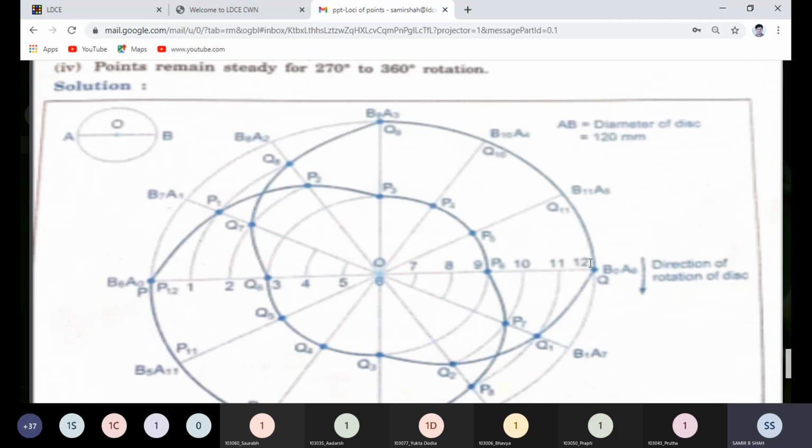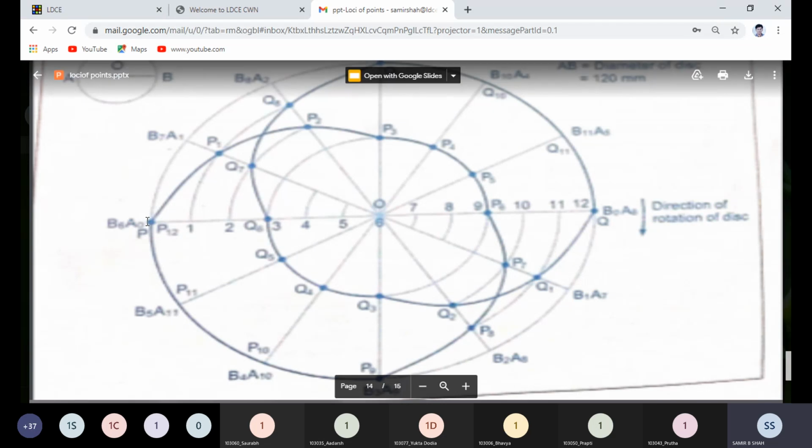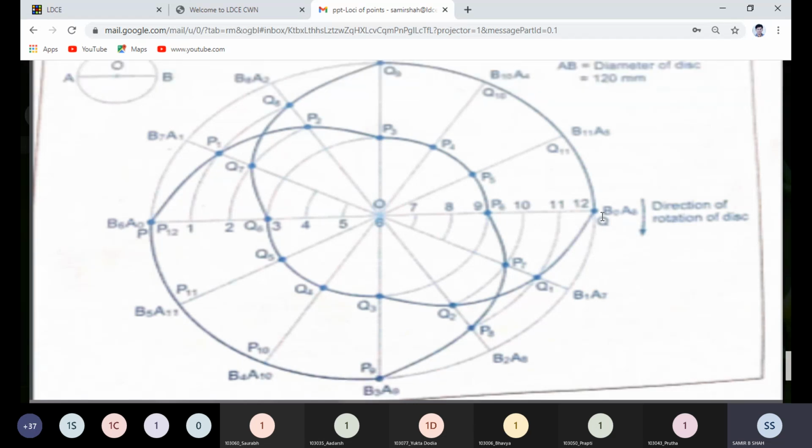Based on that, we are getting all the P and Q loci of points. The points from P0 to P12 and Q0 to Q12 are the loci of points P and Q.